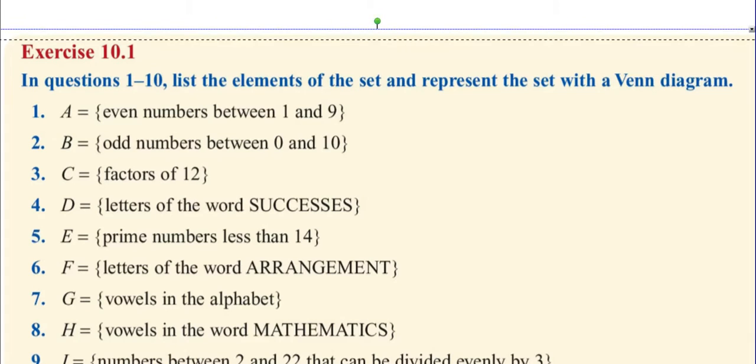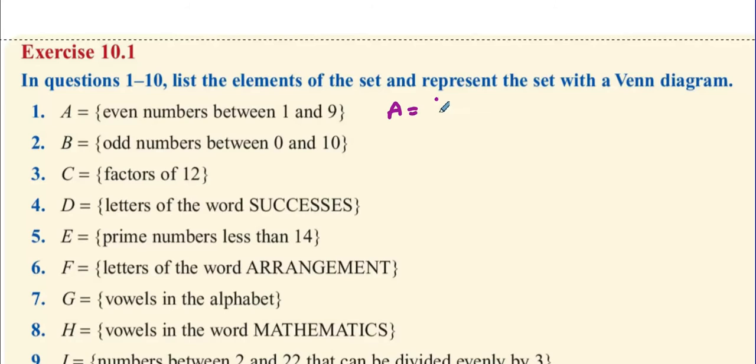First of all, we're going to go for sets, okay? So list the elements of sets and represent the sets with a Venn diagram, okay? So let's take an example of A. How'd you do A? List the elements of sets and then represent the sets with a Venn diagram.